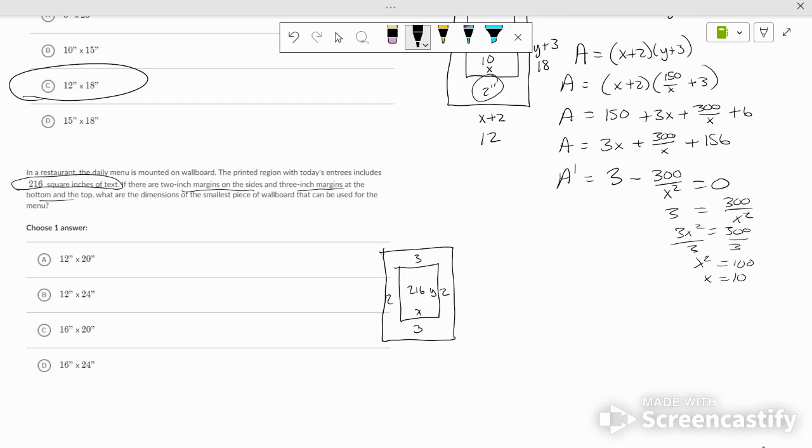So what is the big piece of paper? X plus what? X plus 4. And then the height is Y plus 6. So your original X times Y equals 216. And your new one, the big paper, is X plus 4 times Y plus 6 equals your new area. So if you say Y equals 216 divided by X, you just replace your Y with 216 divided by X.